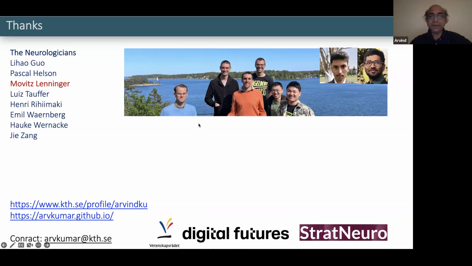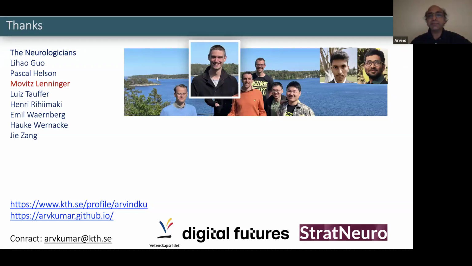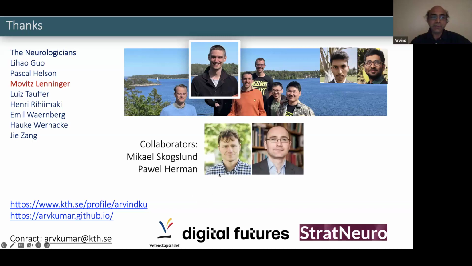And today, what I will talk to you about is mostly the work done with Movitz, who is an information theorist expert, and he came to us to study neuroscience with his expertise in information theory. And obviously, other collaborators, Mikael Skoglund and Pavel Herman. Pavel is a neuroscience person, and Mikael is another communications information theory person.